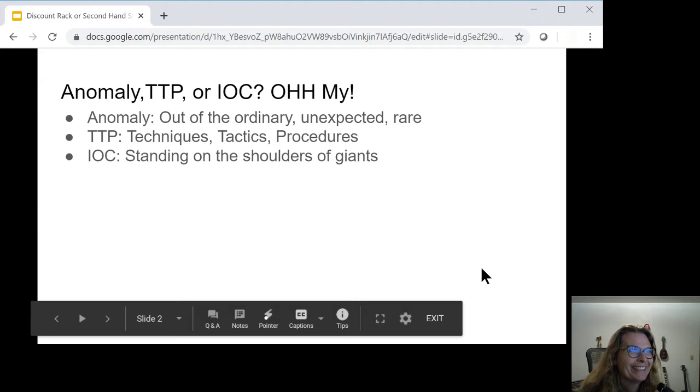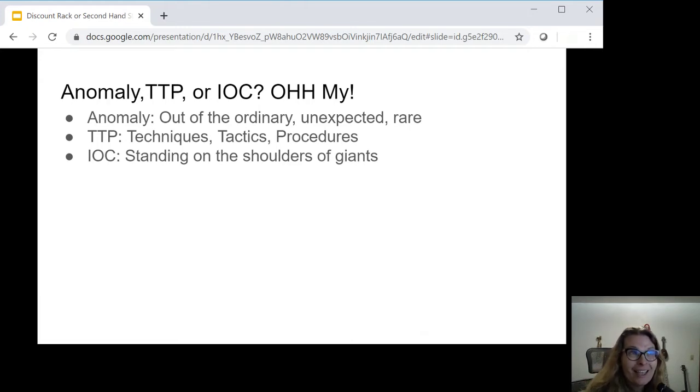All right, so again, we are going to be looking at anomalies, TTPs, tactics, techniques, and procedures, and indicators of compromise. Oh my. So, a quick briefing of what those are. An anomaly is something that is out of the ordinary, it's unexpected, and it's rare. Techniques, tactics, and procedures are kind of self-explanatory, but we'll dive into them.